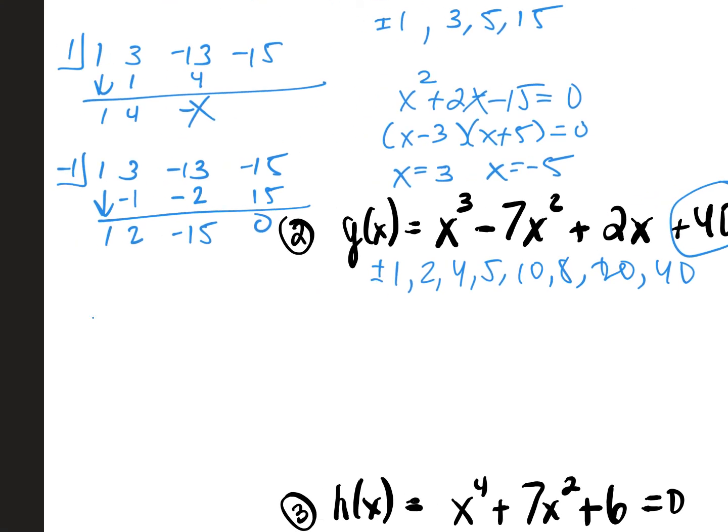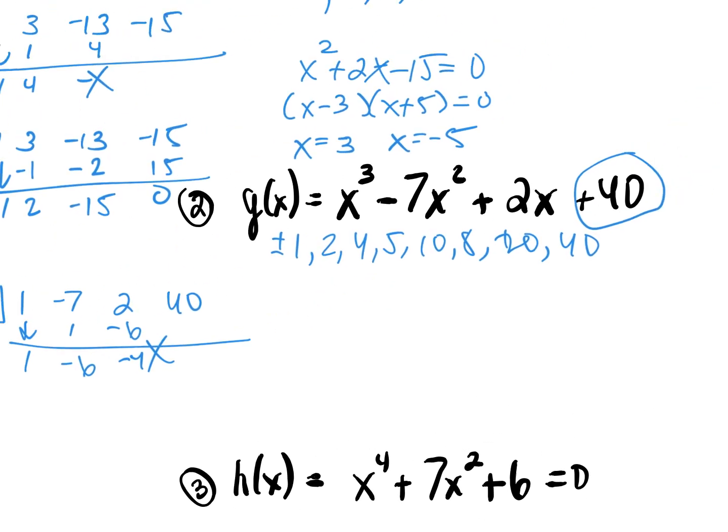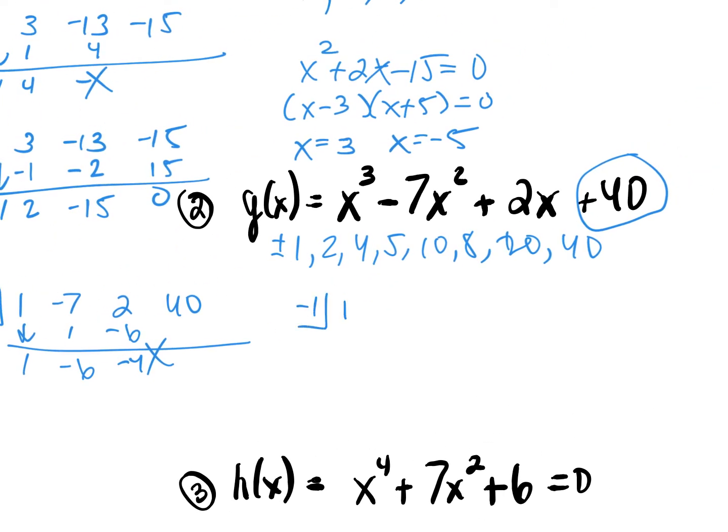So now I'm going to say, okay, let's try 1. As soon as something doesn't work, guys, move on to the next. 1, negative 7, 2, and 40. So bring down your 1. 1 times 1 is 1. Negative 7 and 1 is negative 6. Negative 6 and 1 is negative 6. 2 and negative 6. Is this going to work? Okay, just go on. Come on, negative 1. 1, negative 7, 2, 40. 1 times negative 1 is negative 1. Negative 7 and negative 1 is negative 8. Negative 8, negative 1. Is this going to work?